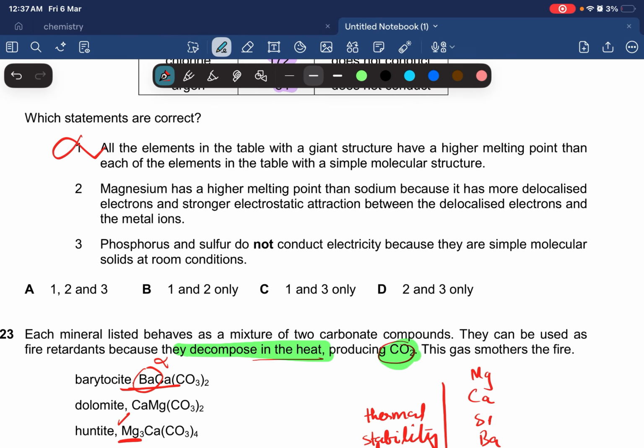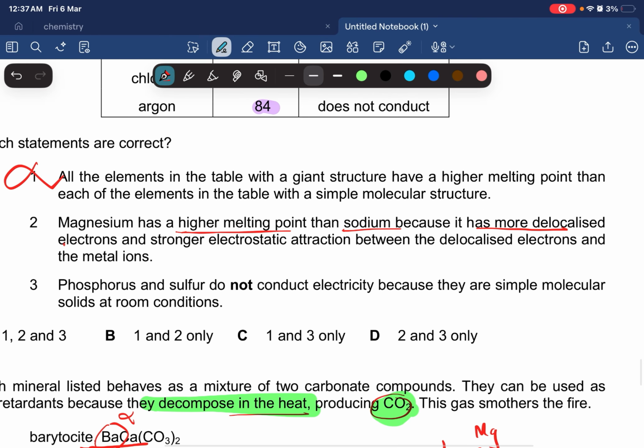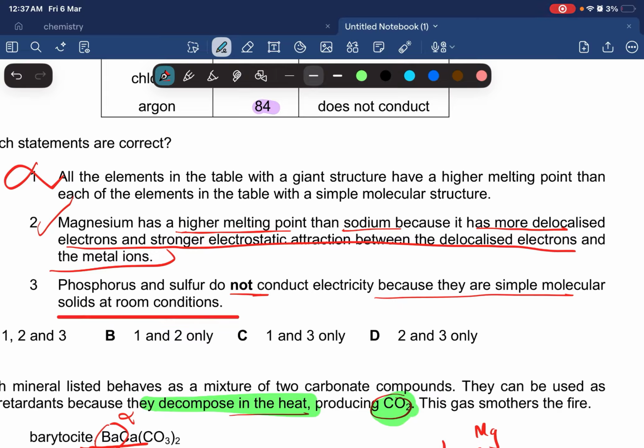Next, magnesium has a higher melting point than sodium. Magnesium has a higher melting point than sodium because it has more delocalized electrons and stronger electrostatic attraction between the delocalized electrons and the metal ions. 100% correct, because magnesium is going to have 2 delocalized electrons and sodium is going to have 1. So that's correct. Phosphorus and sulfur do not conduct electricity because they're simple molecular solids at room temperature. Yes, they don't conduct because they're simple molecular, and a better reason would be that they don't have any delocalized electrons. So 2 and 3 make sense, right?